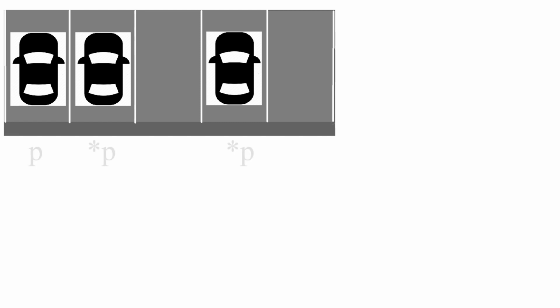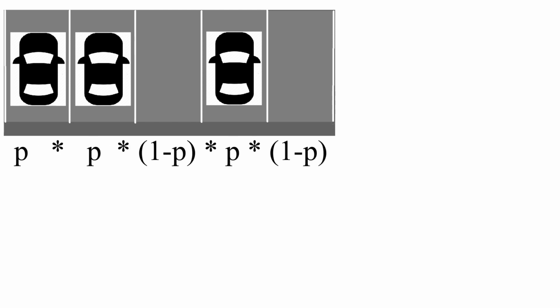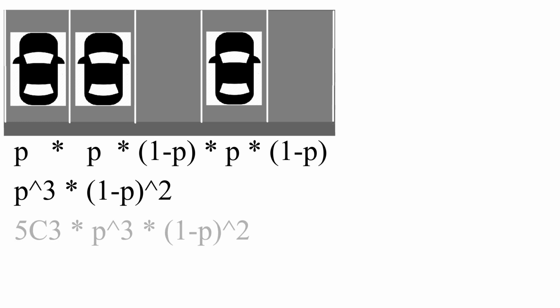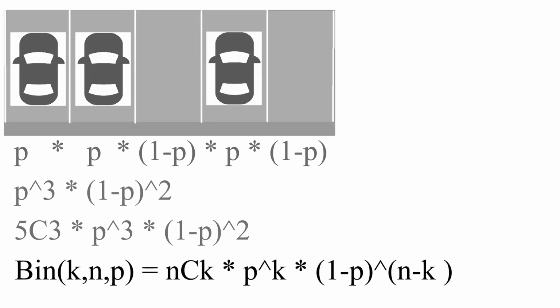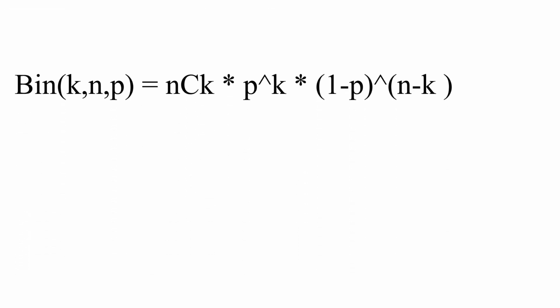For example, here we have 5 parking spaces. Each has probability p of being occupied independently of the others. The probability of only these 3 spots being occupied is p cubed times the probability that the others are not occupied. To get the probability of any 3 spots being occupied, we multiply by 5 choose 3, the number of ways of selecting 3 spots out of the 5. And in general, for the probability of n spots having exactly k of them filled, we get this, the binomial distribution.